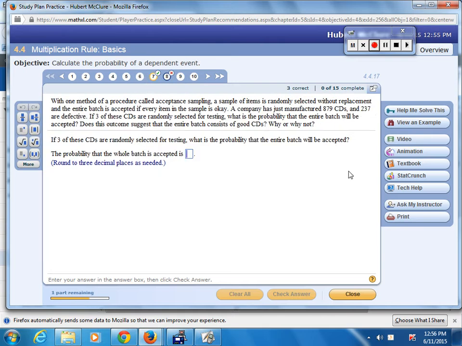There it is. All right, look at that problem, write it down. You don't have to write it down word for word. Just get the gist of it. Because it is a homework question and a test question. We're going to do a couple of these because there'll probably be a couple on the test. With one method of procedure called acceptance sampling, a sample of items is randomly selected without replacement. And the entire batch is accepted if every item in the sample is good.